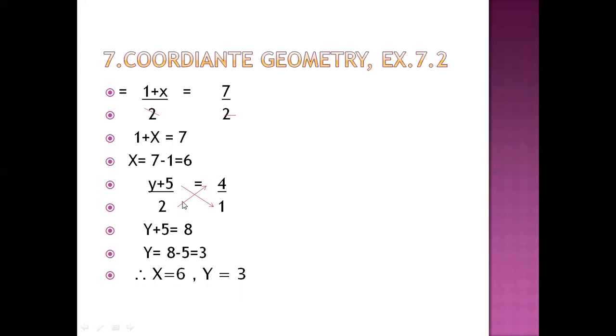(y plus 5) by 2 is equal to 4. You can write 4 as 4 by 1. Now cross multiply. (y plus 5) into 1 is y plus 5, and 2 into 4 is 8. Then y is equal to, plus 5 going to the right hand side, 8 minus 5, that is 3. So x is equal to 6 and y is equal to 3.